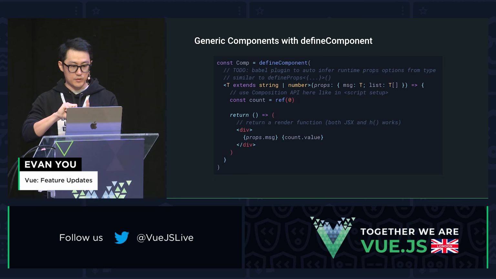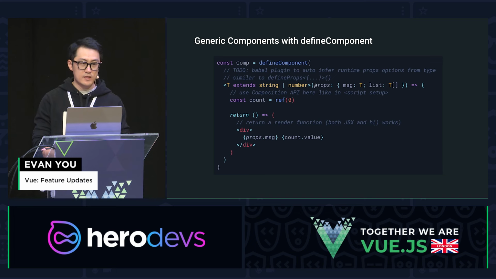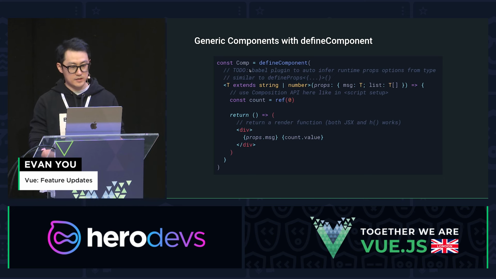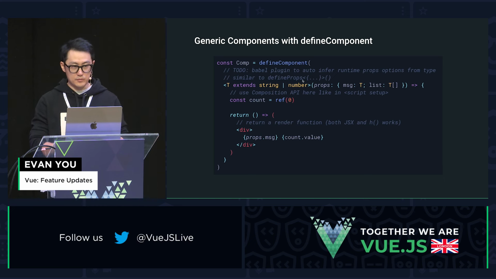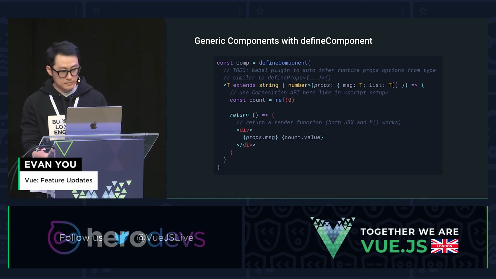One thing missing here is that we do need to provide the same generating runtime props list based on your types kind of support. So here's what we are working on: a Babel plugin that is going to be used alongside our JSX plugin, so that when you use a type-only props declaration here, it's just going to automatically infer the runtime props list and inject it into this component for you. So you don't need to double declare everything.